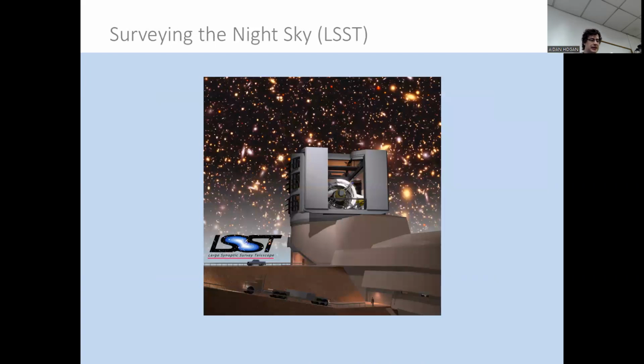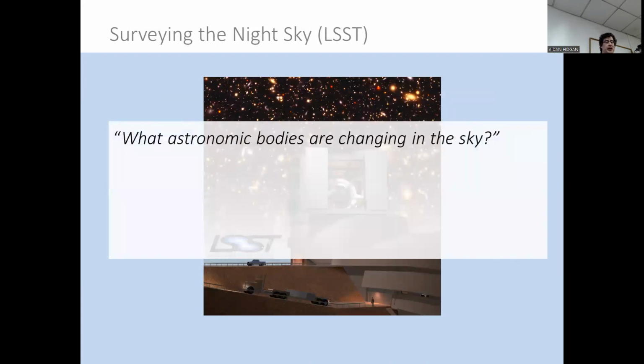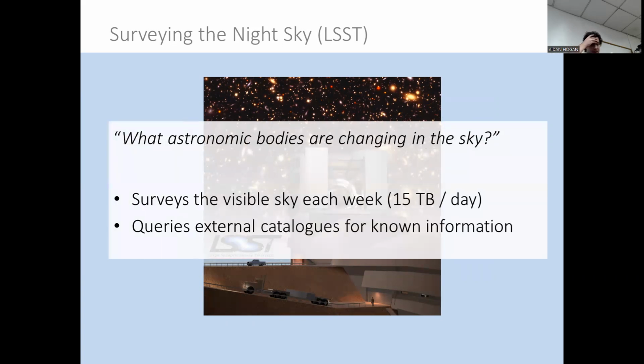Surveying the night sky, LSST. What astronomical bodies are changing in the sky, right? So this is the question they want to answer, and it's surveying the visible sky each week. So it's surveying about 1/7 or so of the sky every night, and queries external catalogs for known information of the visible sky, I guess.